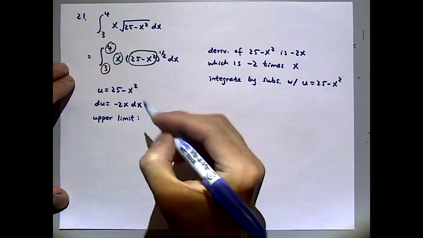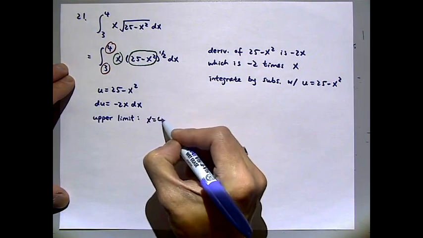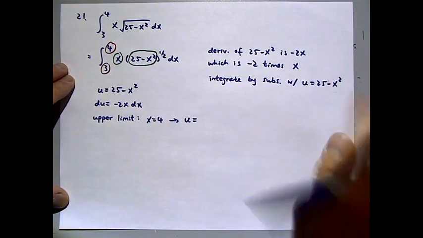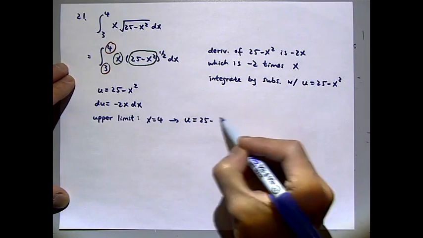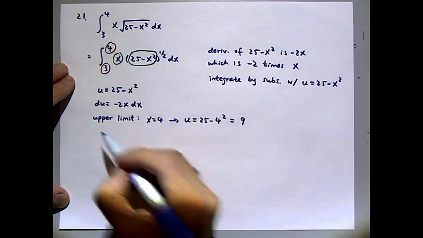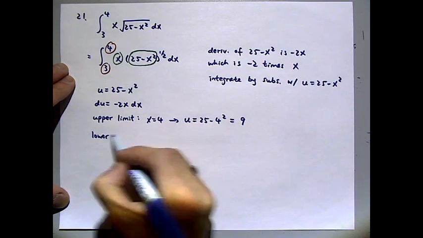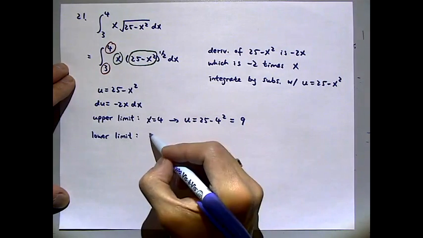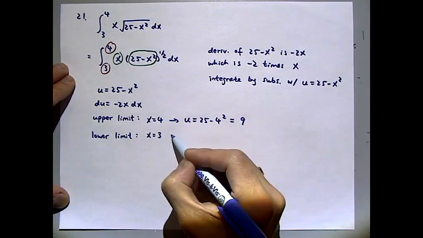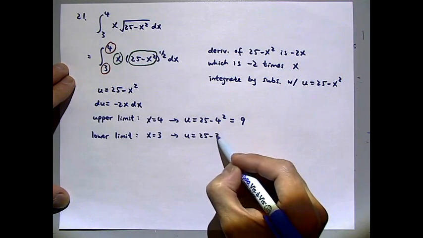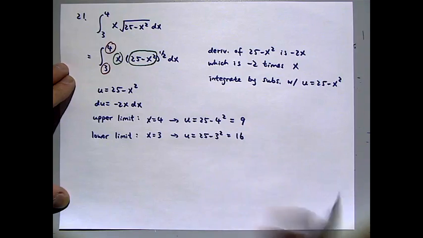Okay, so the upper limit used to be x is equal to 4. That now, according to the u equation, is 25 minus 4 squared. So that's a 9. The lower limit used to be x is equal to 3, but in the u world, it's 25 minus 3 squared, and that's 16.